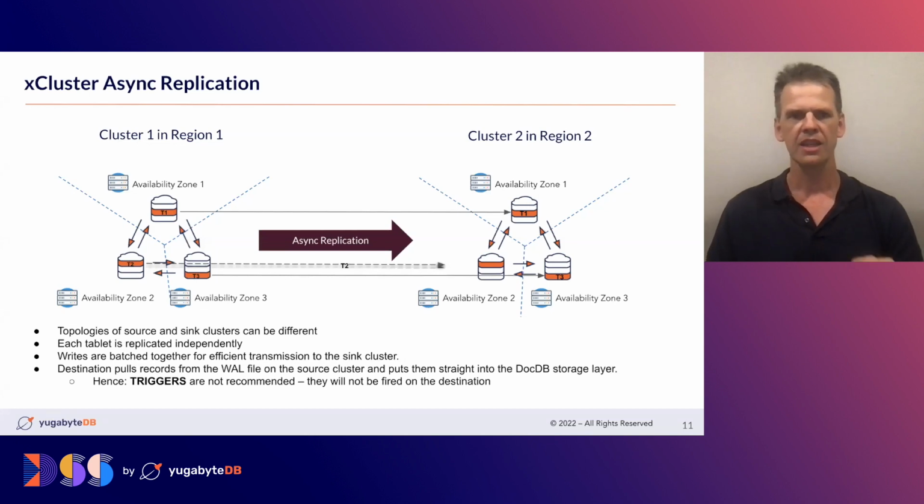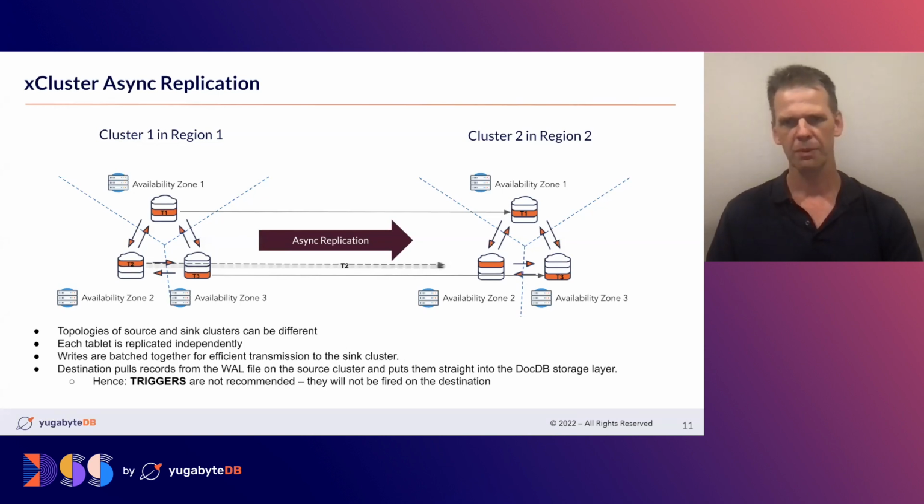In today's world, each tablet is replicated asynchronously between the source and the destination clusters, but they're done independently, and that's key. And we'll cover some reasons why that's key in a moment. We make sure that the writes are batched together. So if I write a single record into one cluster, I'm writing at a reasonable clip, I'm not just going to send one record across to the corresponding tablet on the other side. I'm going to send a bunch of those records together. It makes it much more efficient.